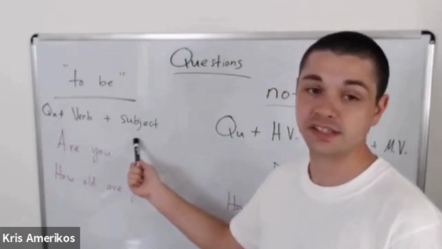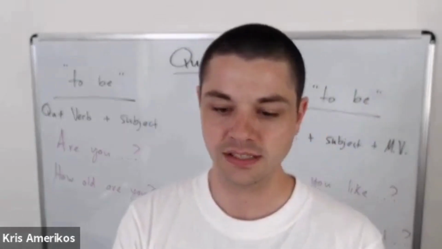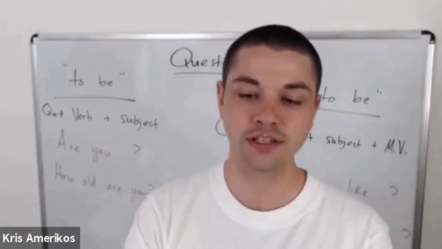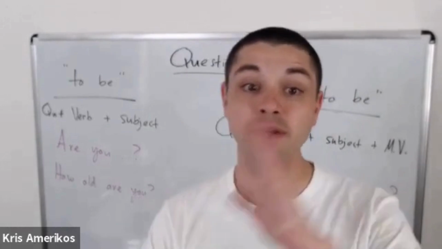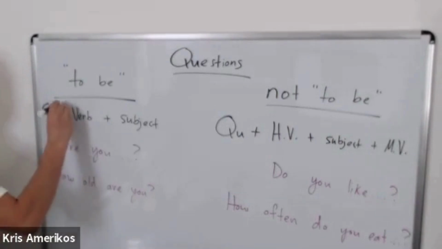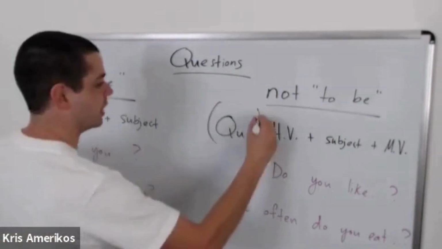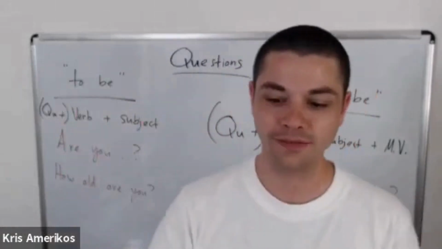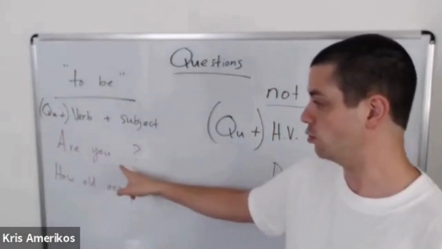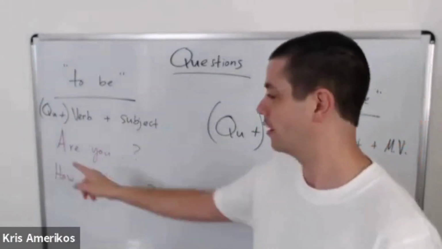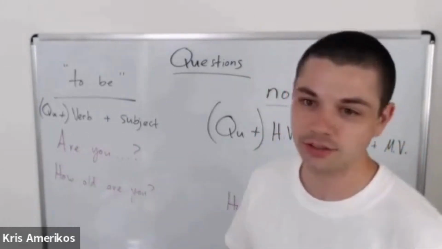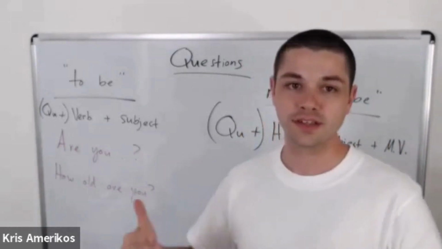So when we talk about making a question with the verb to be, we need to have the verb and then the subject. Verb plus subject. And sometimes we also have a question word or phrase at the beginning. Not always, but sometimes we have it. Great. So for example, we could say, are you hungry? Are you tired? Are you an English teacher? Right? We could use this kind of question.